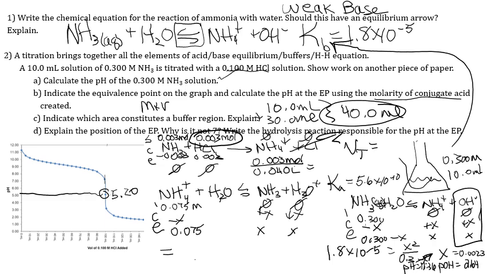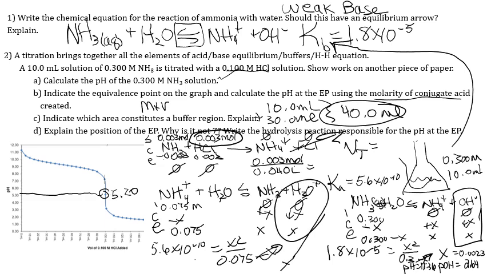Now I go through my same process, and I figure out the x, and I can figure out hydronium and pH. So 5.6 times 10 to the minus 10 is equal to x squared divided by 0.075 minus x. You solve for x, and you just keep going, and then your x is going to give you that. Minus log of that will give you pH, and it should be close to 5.20. So anyway, yes, that's how that did work out.